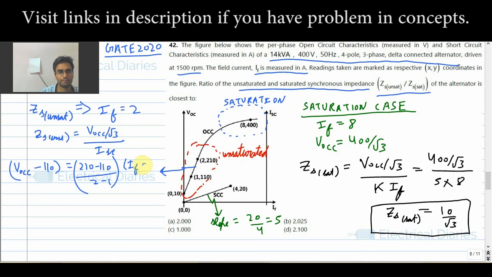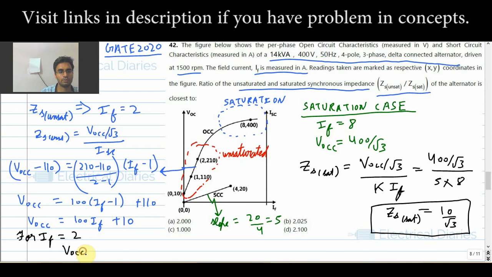minus 1. Okay, so what will it come out to be? VOCC will come out to be 210 minus 110, that is 100, into IF minus 1, plus 110. So your VOCC will come out to be 100 IF plus 10. So for IF equal to 2, for unsaturated, IF is equal to 2.